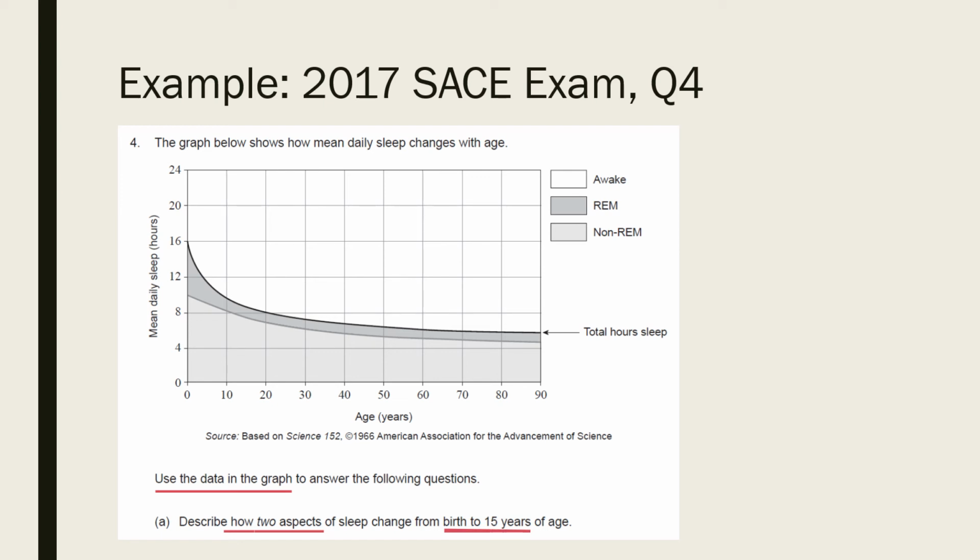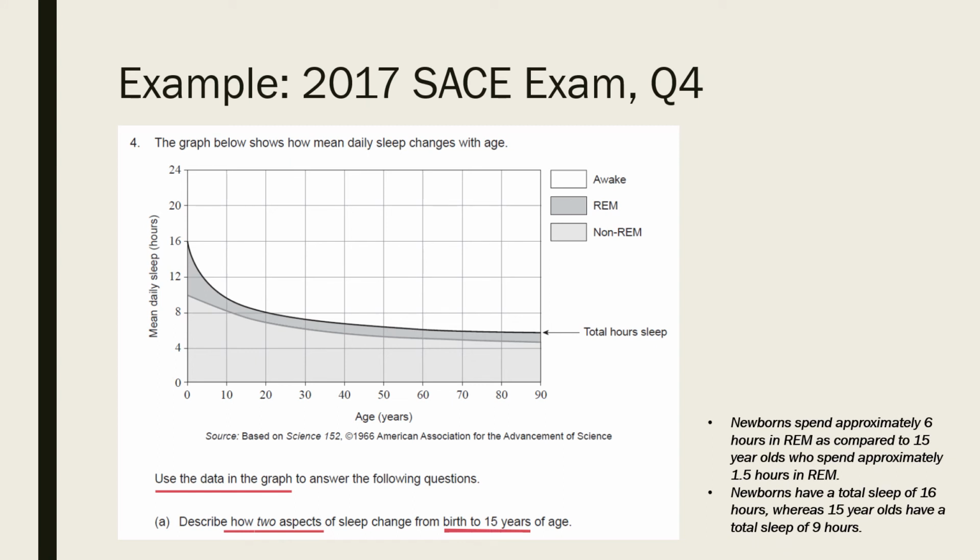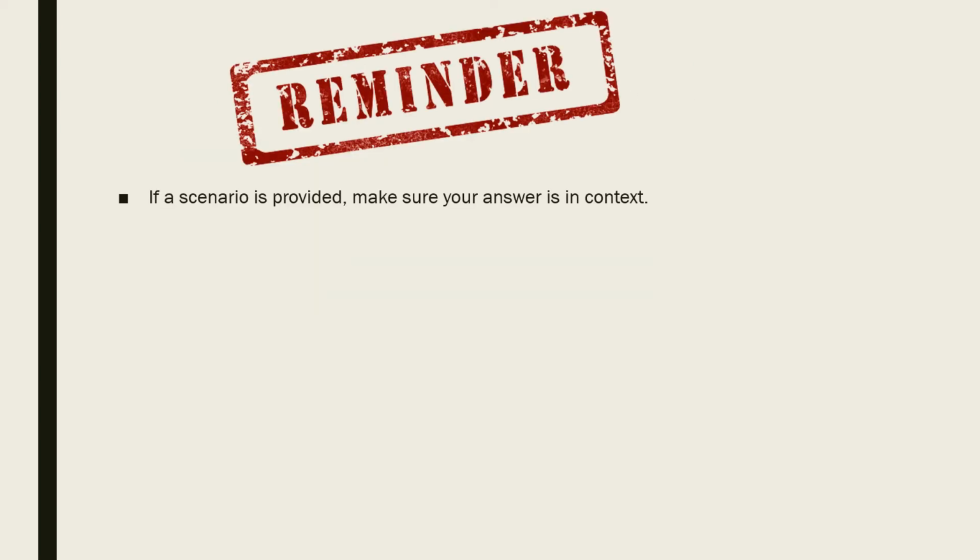Based on these keywords, the answer could look like this. Newborns spend approximately 6 hours in REM sleep, as compared to 15-year-olds who spend approximately 1.5 hours in REM. Newborns also have a total sleep of 16 hours, whereas 15-year-olds have a total sleep of 9 hours. You could also substitute one of these points with a point about the difference in non-REM sleep for newborns versus 15-year-olds as well. A couple of reminders to finish off.